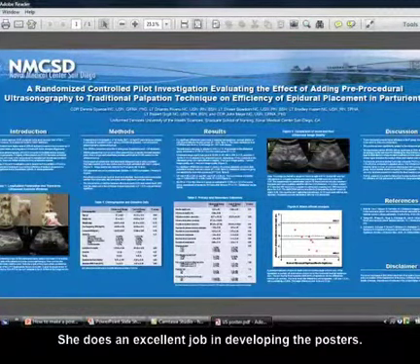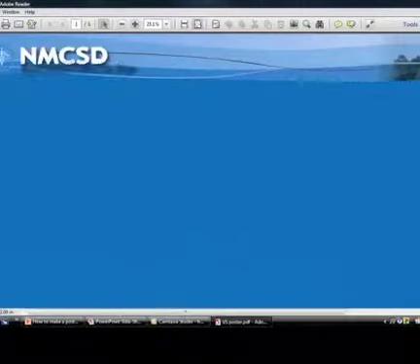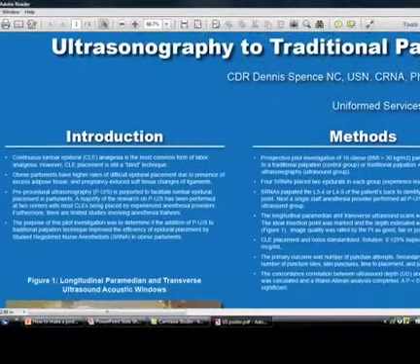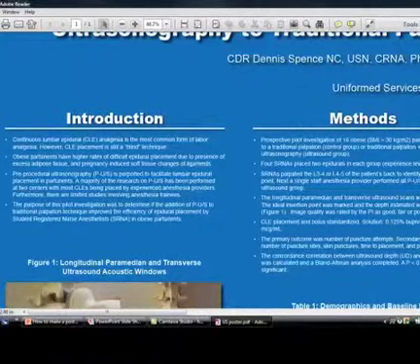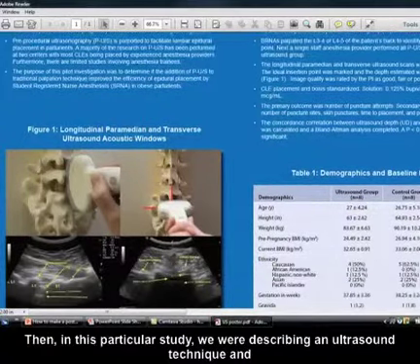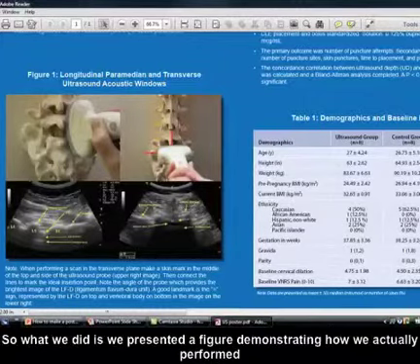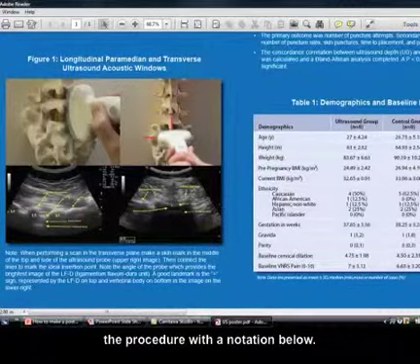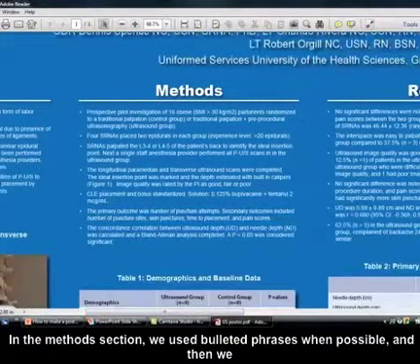She does an excellent job in developing the posters. There are some things I wanted to point out on this figure for you. Notice how we limited our introduction to just a few bulleted phrases. And then in this particular study, we were describing an ultrasound technique, and we were comparing this technique. And so we presented a figure demonstrating how we actually perform the procedure with a notation below. In the methods section, we used bulleted phrases when possible.